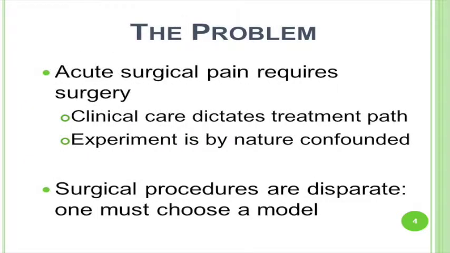The basic problem that one faces when they're trying to experiment on a drug meant to control acute post-surgical pain is that acute surgical pain requires that a patient have surgery. That's obvious. And I classify that obvious fact here as a problem because the surgical procedure itself and the clinical requirements in order to achieve a safe and positive surgical outcome confound the analgesic methodological considerations of the experiment.